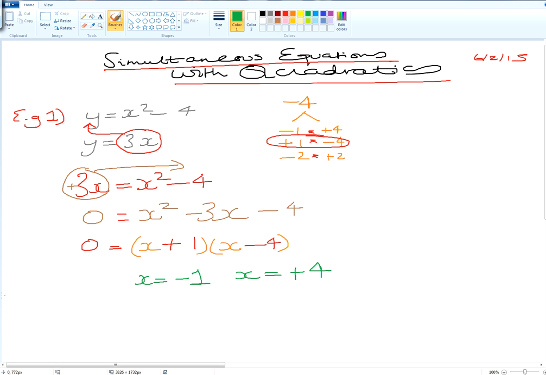Because here you've got a curve and a straight line, you'll cut in how many places? 2 places. You'll have two sets of coordinates. So now what we need to do is work out the corresponding y values for these x coordinates. Okay? So let's see how we do that then.